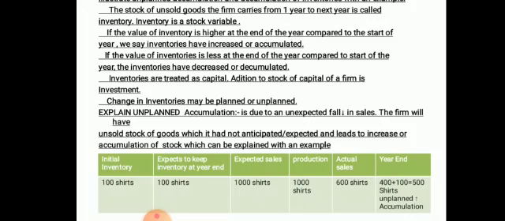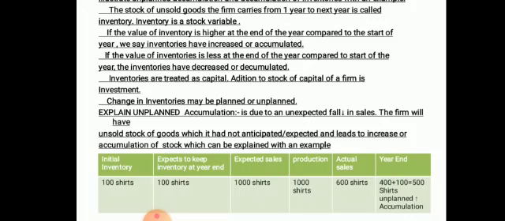Now this chart I have done, you can write it in the form of a paragraph also. For understanding purpose, I have written it in the form of a chart for you, so that it is better to understand. Now see, why does unplanned accumulation take place? Because of an unexpected fall in the sales. Sales are not as expected, and the stock increases at the end of the year, and that is not expected, and that is unplanned accumulation.